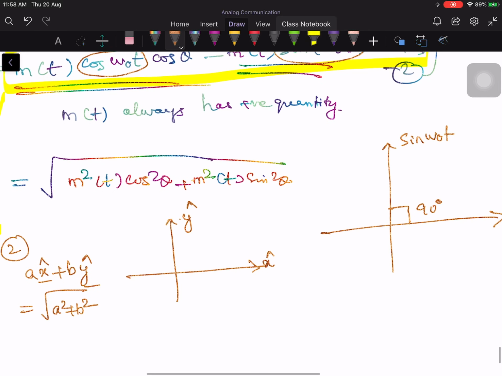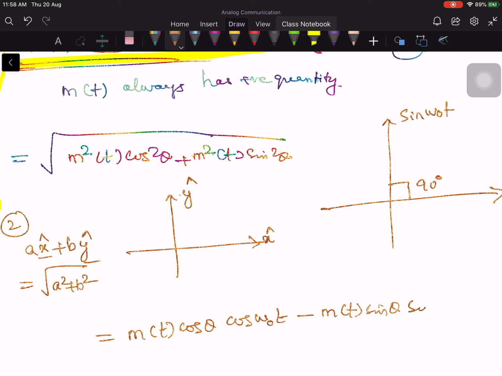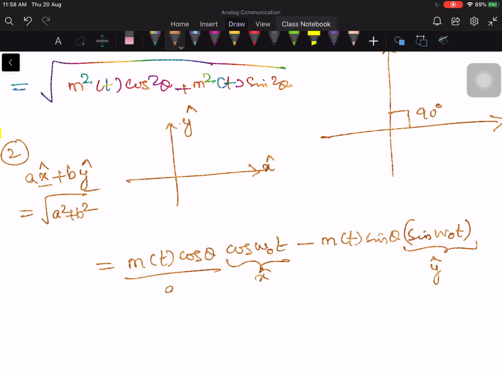Therefore, equation 2 I can write as m of t times cos theta times cos omega naught t minus m of t times sin theta times sin omega naught t. Now, instead of x hat, I have cos omega naught t. Instead of y hat, I have sin omega naught t. Instead of A, I have m of t cos theta. Instead of B, I have m of t sin theta.